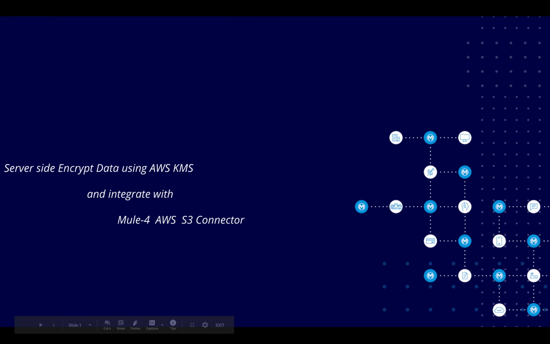Today I am demonstrating server-side encryption using AWS KMS and the Mule-4 AWS S3 Connector. The Mule-4 AWS S3 Connector provides the capability to indicate or inform the application, AWS bucket, or persistence storage whether the data we are sending is required to be encrypted before storing or not.